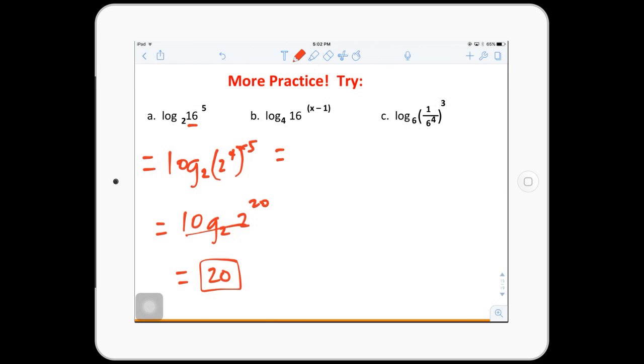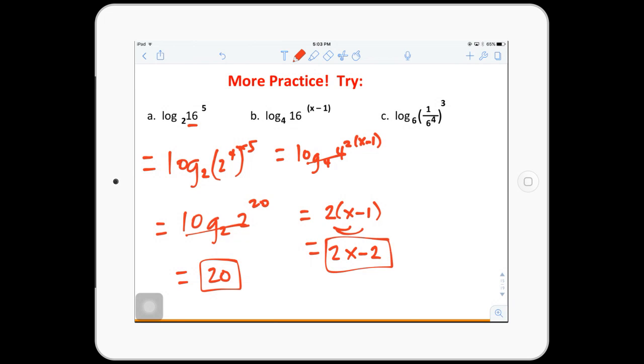Next, we have log base 4 of 16. So we're going to rewrite the 16 as 4 squared. And don't forget you have the x minus 1 in the exponent. And we're going to cancel out the log base 4 of 4. And we have 2 times x minus 1, which now we can distribute. And we get 2x minus 2 as the final answer. It's pretty easy so far, right? Once you feel a little confident in working with logarithms, it's actually pretty fun.